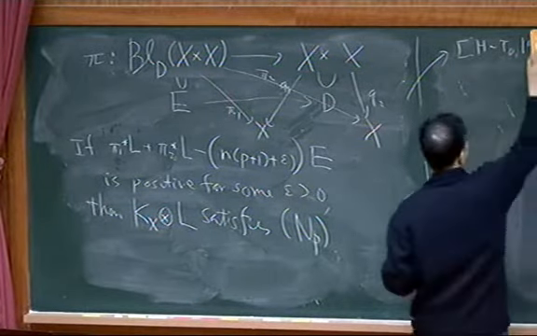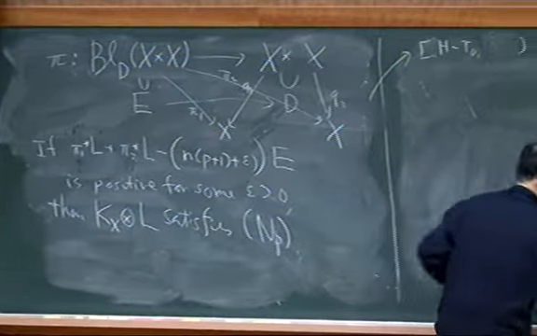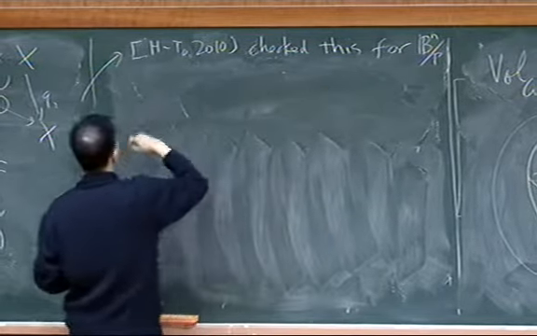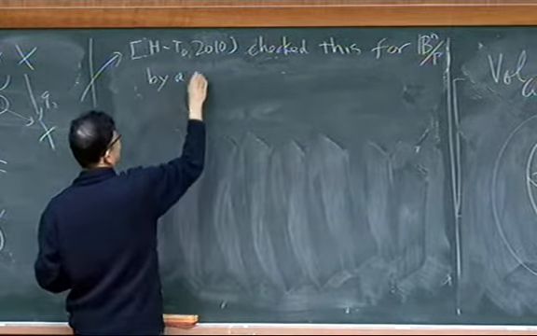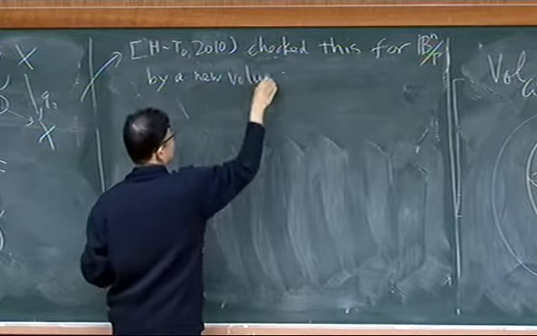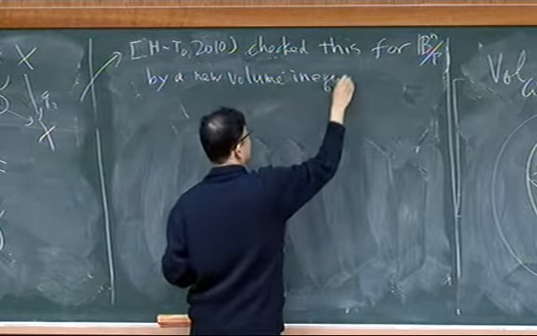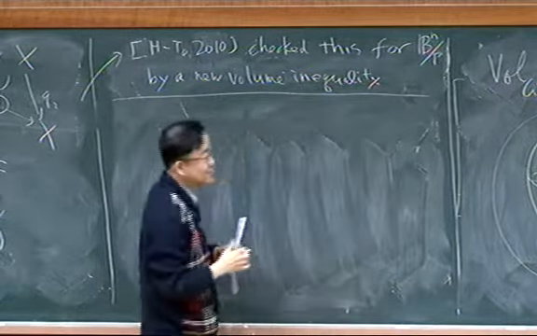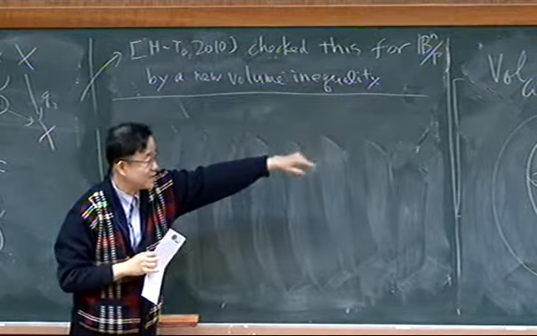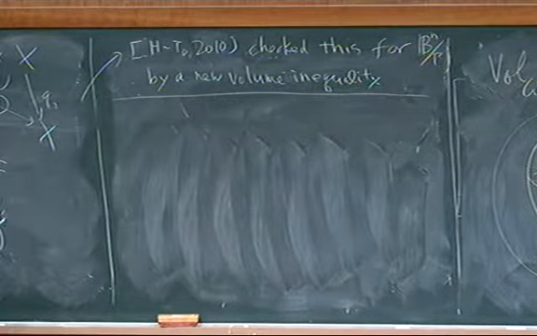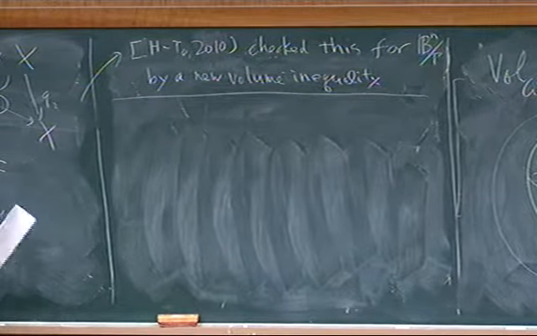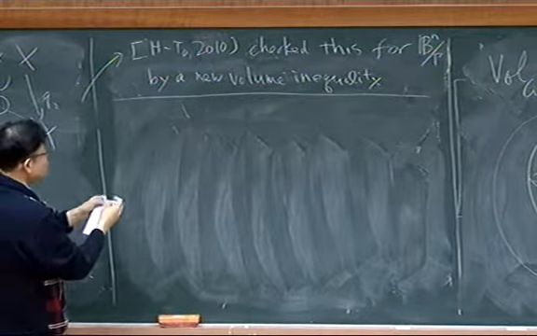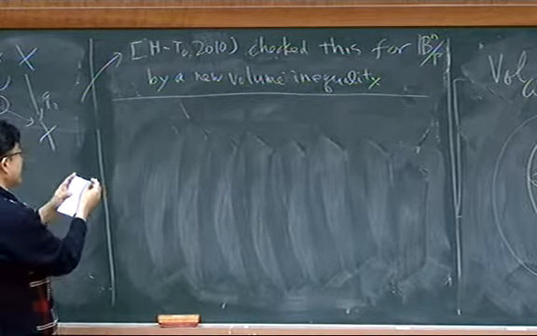After 11 years, in 2010, we checked this for Ball quotients by a new volume inequality. And this type of volume inequality, I think, has not been studied in Riemannian geometry, or in other contexts. So this is something of interest. So let me give the statement. Here we are looking at the case of a hyperbolic manifold.